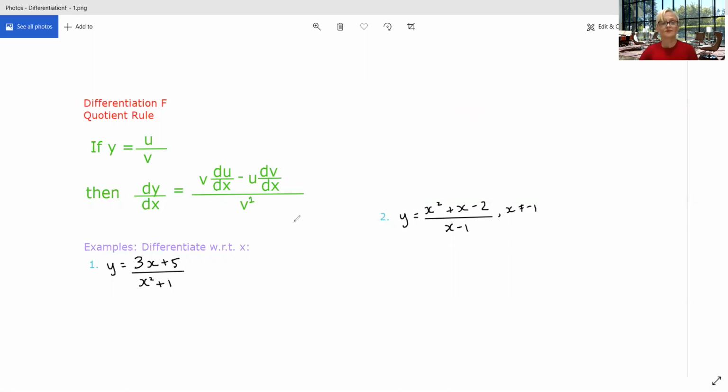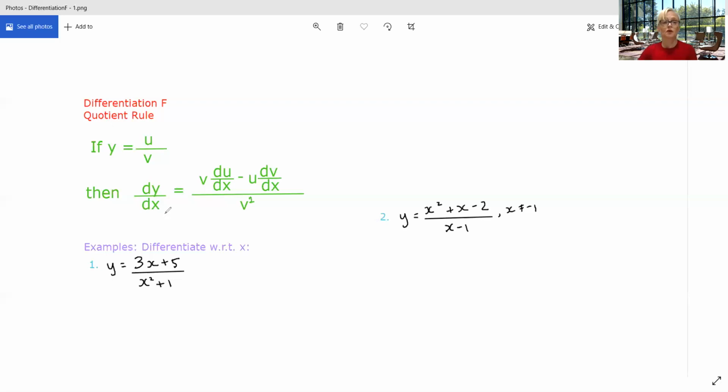Let's have a look at it. Not very nice looking at all, is it? Please bear in mind that if you do have a product or a quotient, you can't just differentiate each bit and then either multiply or divide those derivatives. There is a special rule. Now, I will prove this rule to you once I've taught you one other rule. So a couple of videos time, I'll actually show you a proof of this rule.